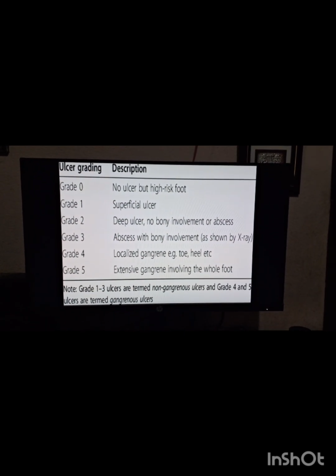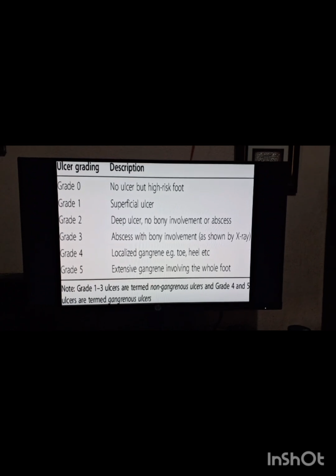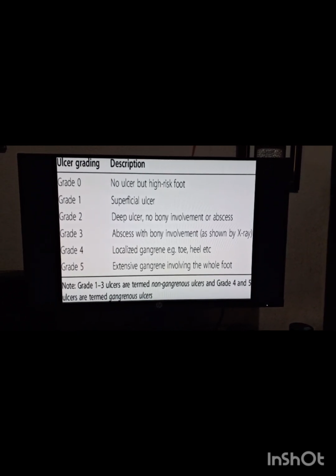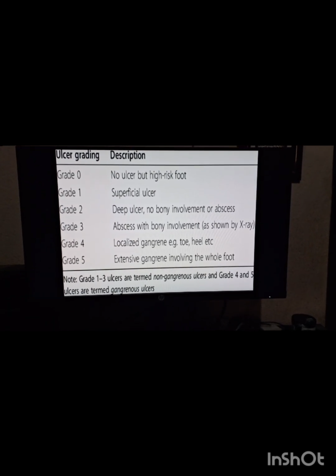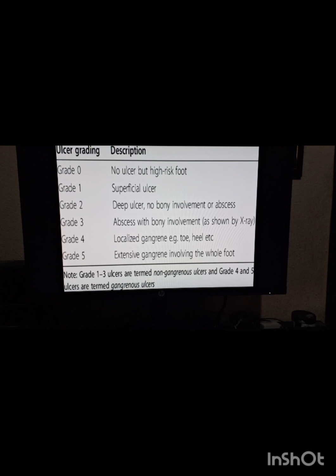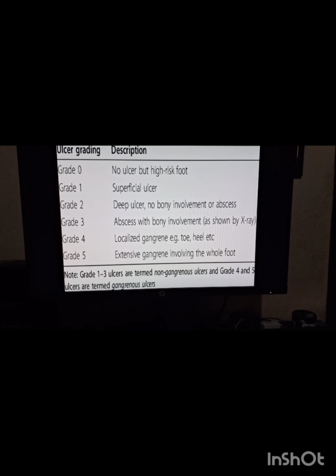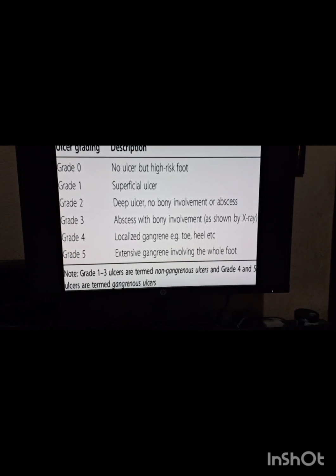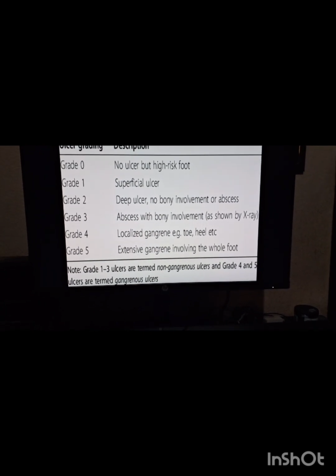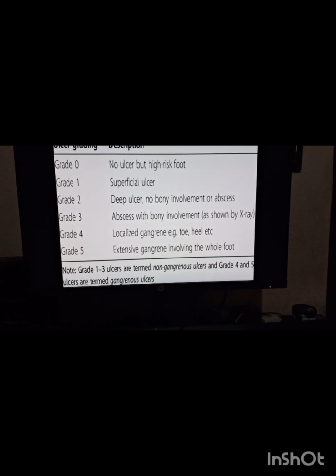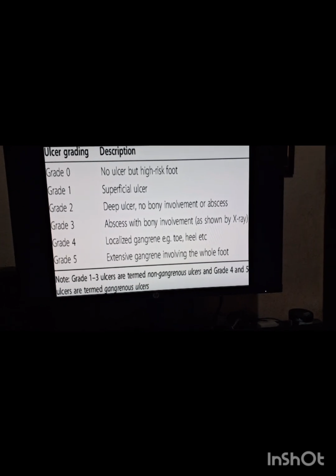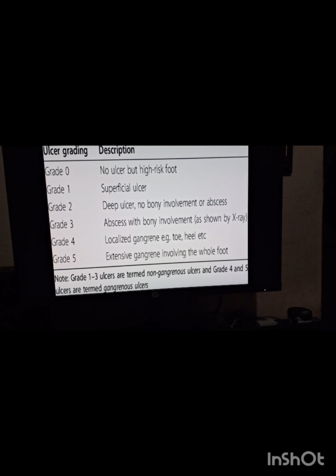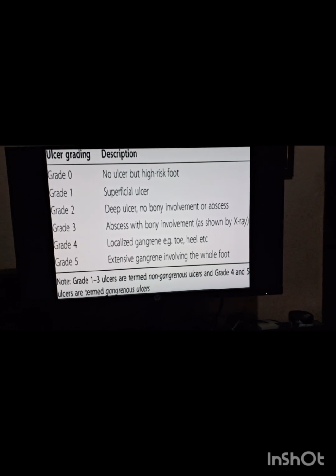Grade 0, no ulcer but high risk foot. Grade 1, superficial ulcer. Grade 2, deep ulcer, no bony involvement or abscess. Grade 3, abscess with bony involvement, like in osteomyelitis. Grade 4, localized gangrene seen in toe or heel. Grade 5, extensive gangrene involving the whole foot. So these are the grades of an ulcer.